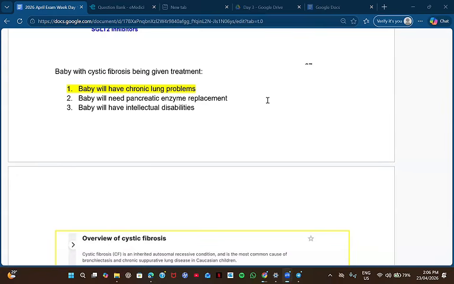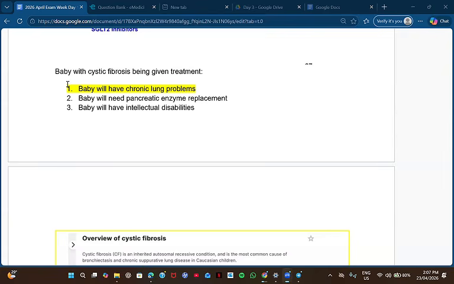Because of that, there can be recurrent infections. What about pancreatic enzyme replacement? Not all the children have pancreatic insufficiency, not in all cases. Some patients have pancreatic enzyme deficiency. Only if the patient has pancreatic deficiency and malabsorption and poor growth are present, only then are we thinking about giving pancreatic enzyme replacement.